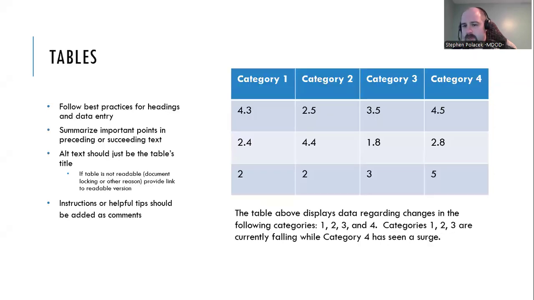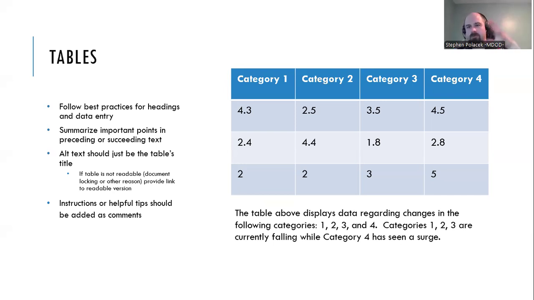Now, with tables, I'm not going to go into more detail about how to make an accessible table. I cover this in other webinars. There are plenty of guides on this elsewhere, but in general, you want to follow the best practices for headings and data entry, maintaining those relationships, making sure they're communicated to users. But for additional details about tables, first thing is, like the infographics and charts, you want to summarize the important points in preceding or succeeding text.